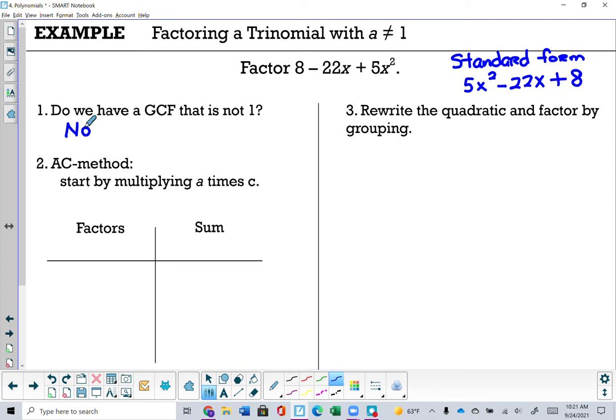Okay. Next, let's identify A, B, and C. A is 5, B is -22, C is 8. All right, so our factors multiply to 5 times 8, which is 40, and our sum has to be -22.